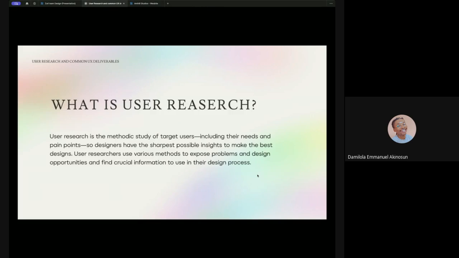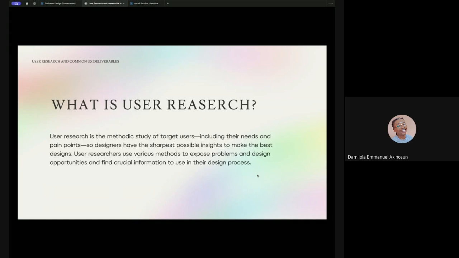Okay, now that we've discussed what Chris has to tell us, let's dive immediately into the definition. So, what is user research? User research is the methodic study of target users, including their needs and pain points. So, designers have the sharpest possible insights to make the best designs. All right, and we went on to say user researchers use various methods to expose problems and design opportunities and find crucial information to use in their design.